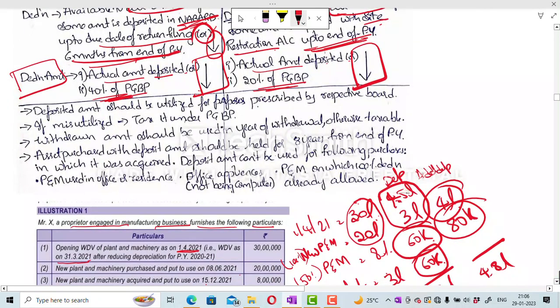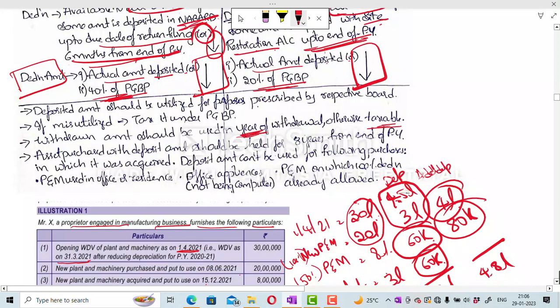That amount deposited should be used only for the purpose specified by the respective board. If misutilized, then we have to pay tax on the entire amount. And if the amount is withdrawn for the specified purpose, it should be used within a year of withdrawal. Otherwise, it will be taxable.